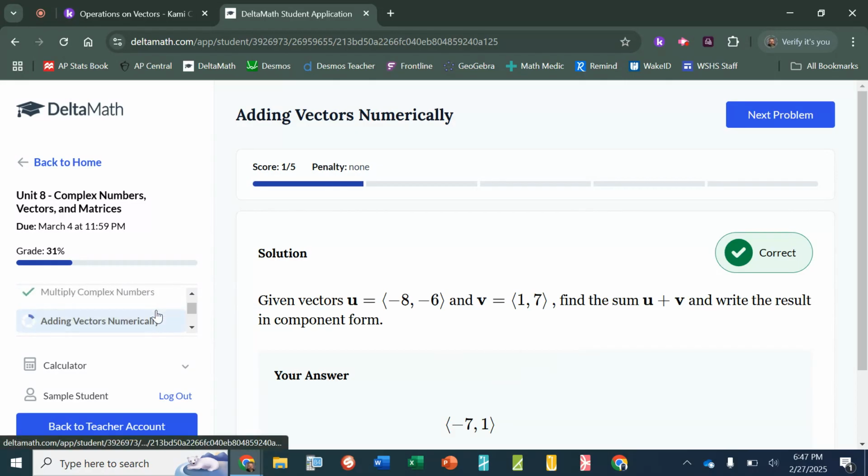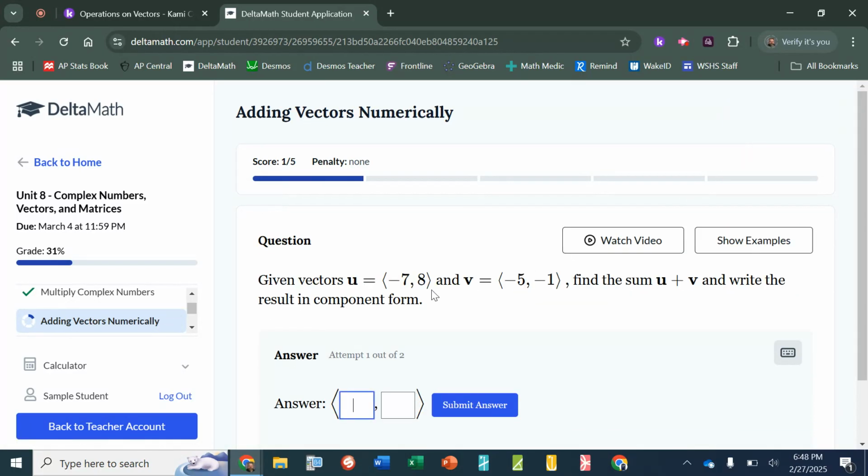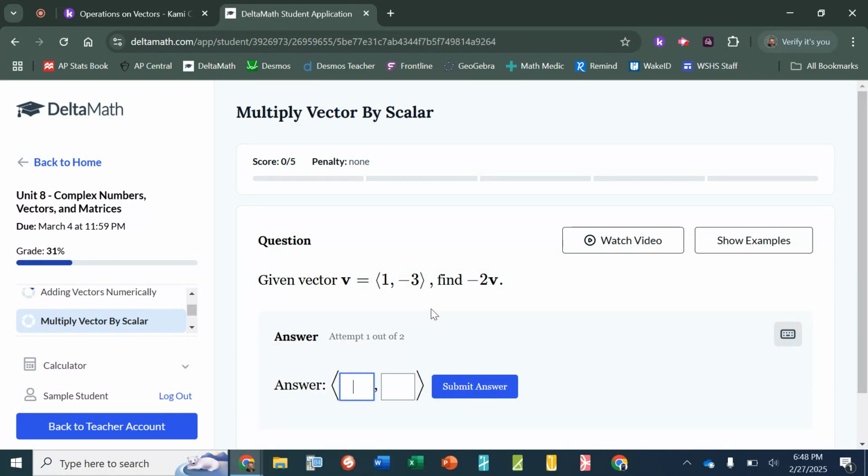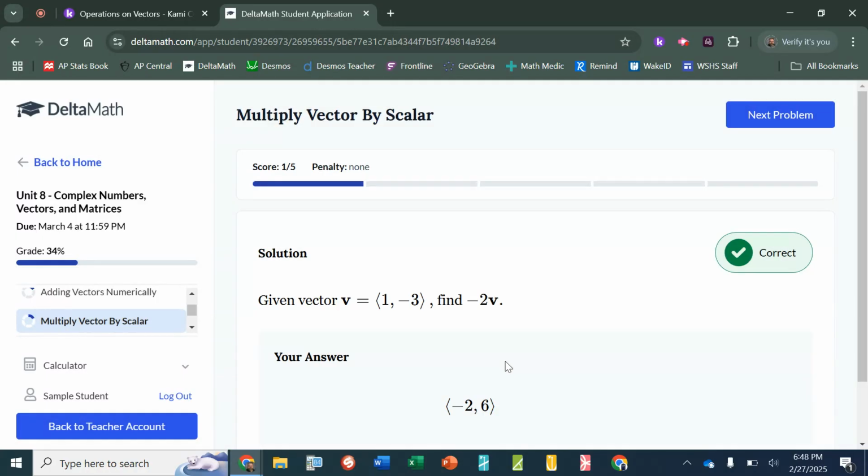Now, when it comes to multiplication by a scalar, let's see if I can get that next one down here. What it's going to look like is this. It can say given vector v equals 1, -3, find -2 times vector v. So again, we're just multiplying both of the components here by -2. So -2 times 1 would leave us with -2, and -2 times -3 would leave us with +6. And that's it. So hopefully you understand how to add and subtract two vectors.